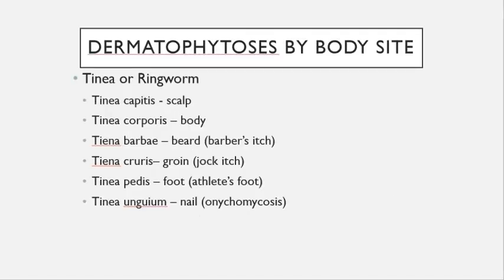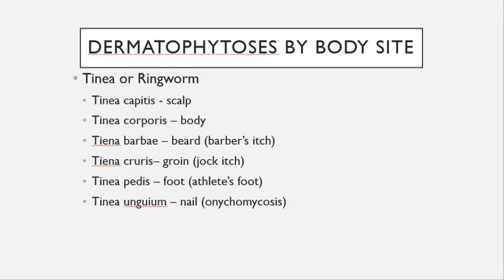Here is a list of dermatophytosis based on body site. Tinea is also referred to sometimes simply as ringworm. There's Tinea capitis that affects the scalp. There's Tinea corporis that can be anywhere on the body. There's Tinea barbae that can be in the beard. It's also known as barber's itch. Tinea cruris that affects the groin. It's also known as jock itch. There's Tinea pedis that affects the feet. It's also known as athlete's foot. And finally, we have Tinea unguium that affects the nails.